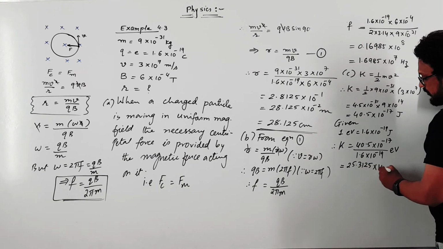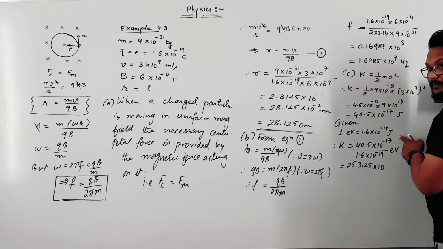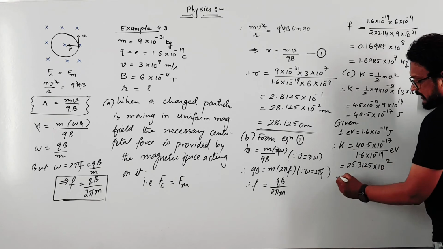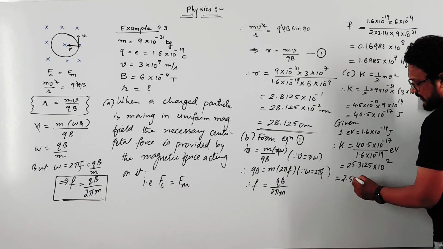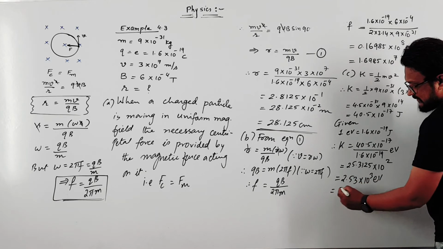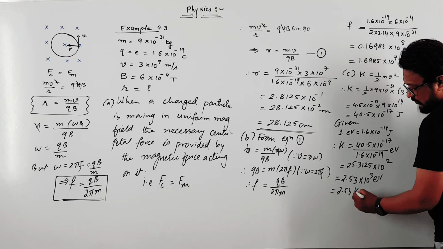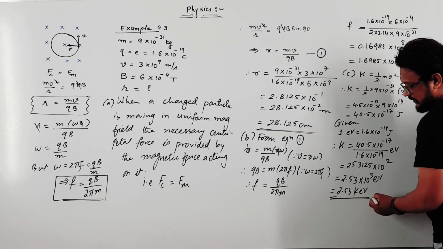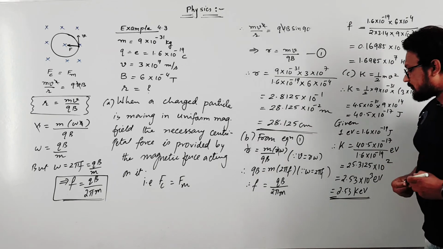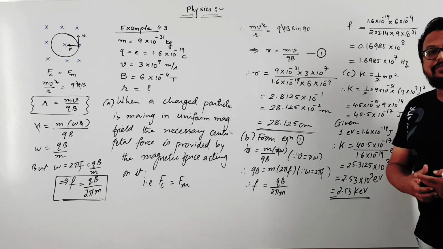So 40.5 divided by 1.6 will give you 25.3125 into 10 to the power, minus 19 will move up, so plus 19 minus 17 is 2. We want it in kilo electron volt. So 2.53 into 10 to the power 3 eV, or you can write this as 2.53 kilo electron volt. keV is kilo electron volt. Clear? Pause this video and copy this.